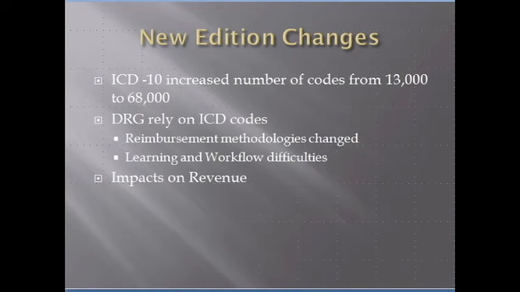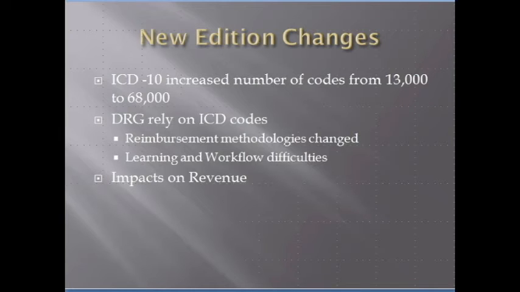The newest volume of ICD, ICD-10, has increased the number of codes from 13,000 to 68,000. Because of this change, there has been a large impact on current reimbursement models. Diagnosis-related groups rely on the ICD codes, so having an increase in codes made it so new DRG methodologies have to be used to submit reimbursement claims.